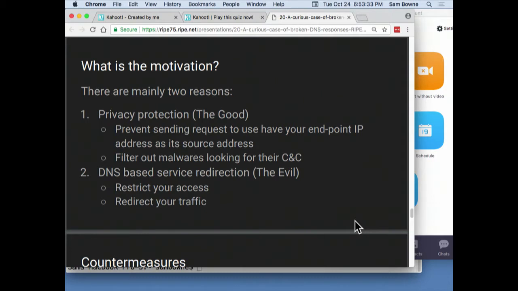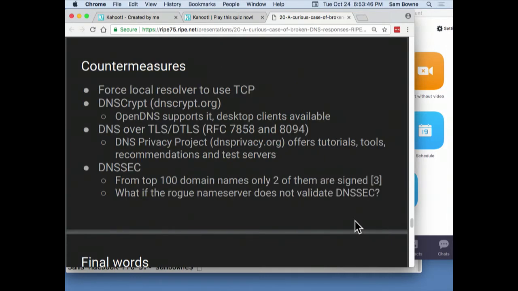You can do this for privacy protection. For example, you can want to conceal who's making requests, or you can be blocking traffic or redirecting traffic to the wrong place with DNS poisoning. So here are some countermeasures. If your local resolver uses TCP, it's harder to intercept. It has to have the handshake. You can use DNS crypt. That will encrypt traffic so that the man in the middle can't open it and modify it.